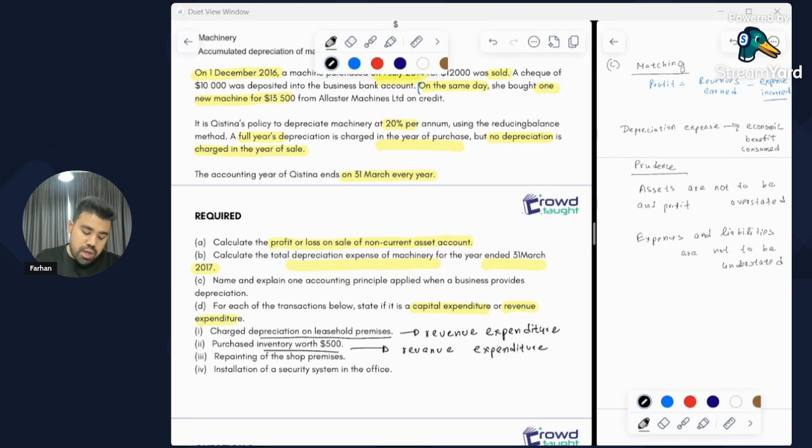All right, point number 3, repainting of the shop premises. So repainting of the shop premises relates to maintenance of the shop premises. Like you want to make sure the shop premises looks nice for your customers, all right? And therefore, this is also part of the running costs of the business, and we should also classify this as a revenue expenditure. All right, so lastly, installation of a security system in the office. Now, this is a capital expenditure, and I need you to take 5 seconds and figure out why.